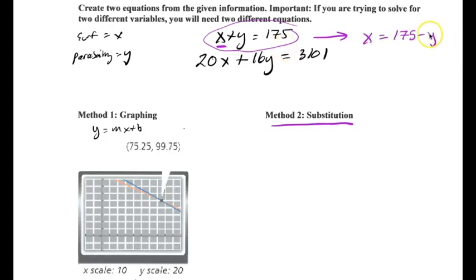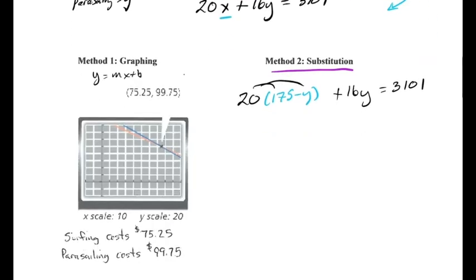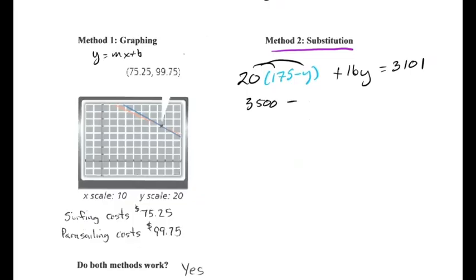When we have the variable by itself, we're going to plug it into the equation over here, right? So we're going to substitute this in for my x over here. So it's like this: 20 times the quantity 175 minus y, plus 16y equals 3,101. Then we want to distribute. That 20 goes to both of these. We get 3,500 minus 20y plus 16y equals 3,101.